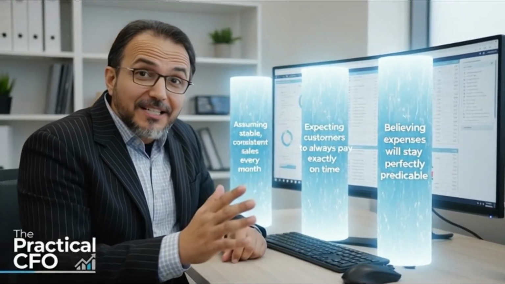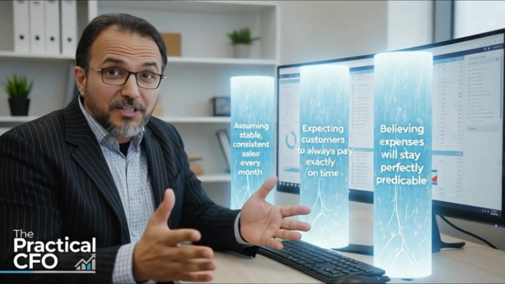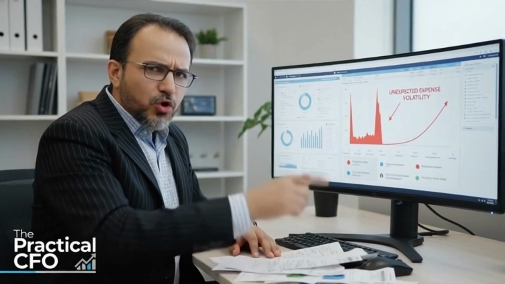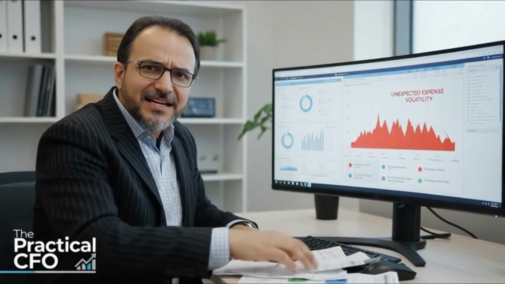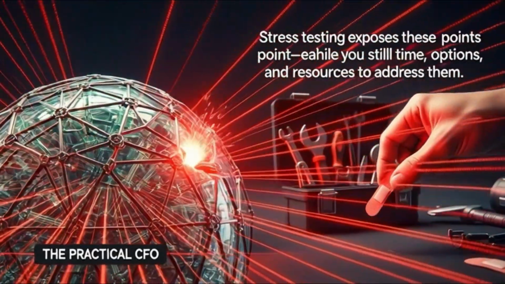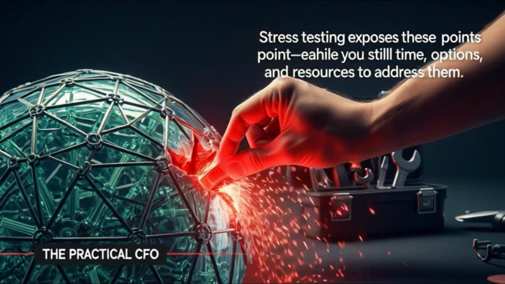But here's the critical insight. Cash flow doesn't break under perfect conditions. It breaks under pressure. One unexpected expense spike spirals into taking on high interest debt because you never modeled expense volatility. Stress testing exposes weak points early, while you still have time and resources to address them.